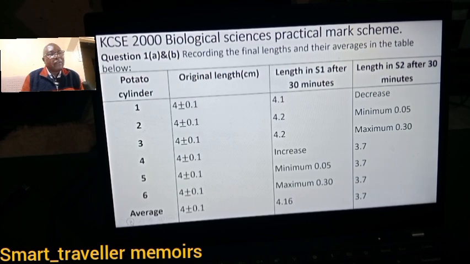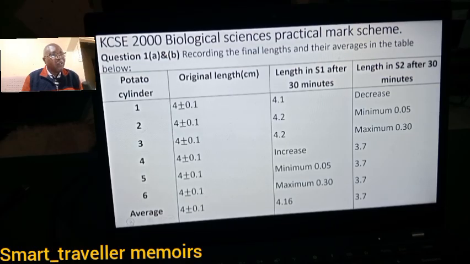Length in S1 after 30 minutes for 1, 2, 3, candidates can get 4.1, 4.2, or 4.2. And when length in S2 after 30 minutes is measured, it is observed that there is a decrease, and the minimum decrease is 0.05, and the maximum decrease is 0.30.